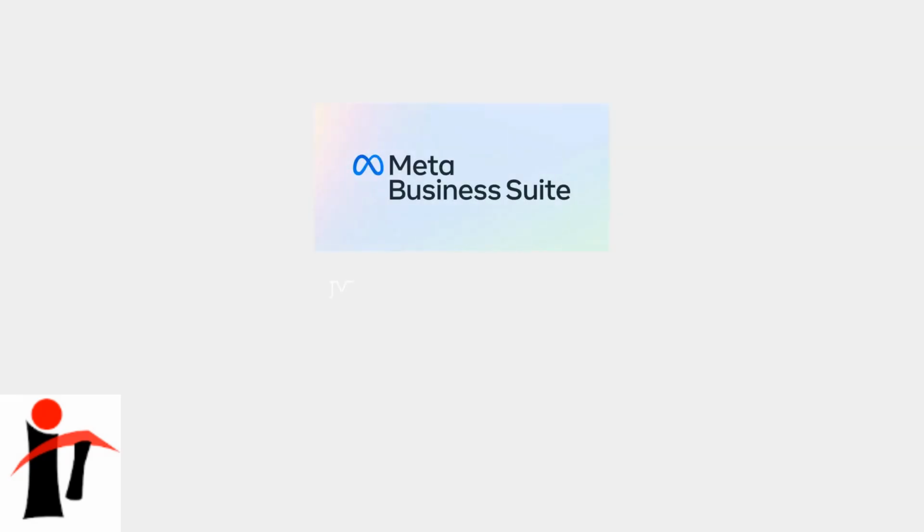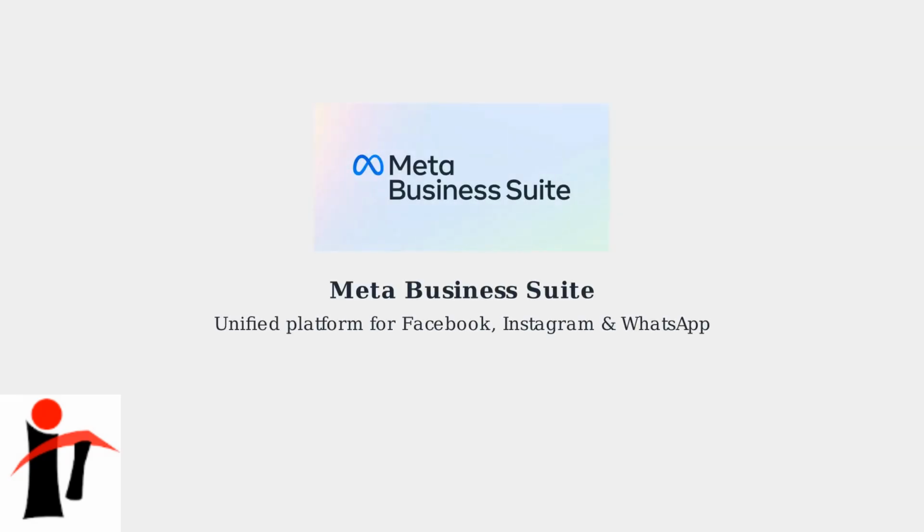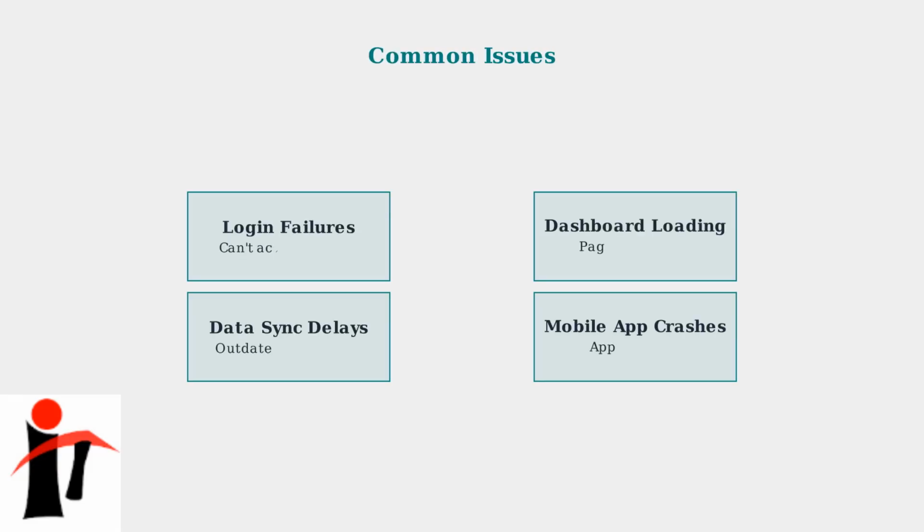Meta Business Suite is a unified platform that integrates Facebook, Instagram, and WhatsApp business tools into one dashboard. However, many users experience frustrating issues that prevent them from managing their business effectively. Users frequently encounter four main types of problems. Login failures prevent access to accounts, dashboard loading issues stop users from viewing their data, synchronization delays cause outdated information, and mobile app crashes disrupt workflow.